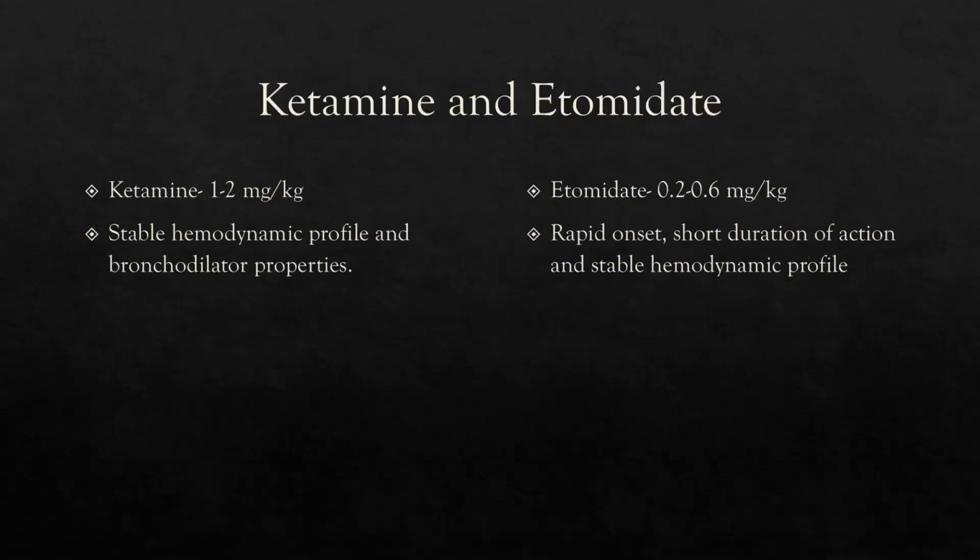Better drugs and better options are going to be ketamine and etomidate. Ketamine, the dosage is 1 to 2 milligram per kilogram. It has a very stable hemodynamic profile and bronchodilator properties. Etomidate, we're going to run it from 0.2 to 0.6 mg per kg. It has a rapid onset, short duration of action, and very stable hemodynamic profile. Etomidate is one of my go-tos when it comes down to a sedative for these patients.